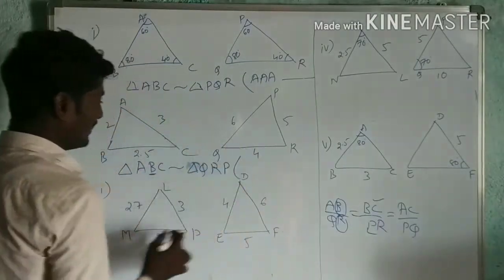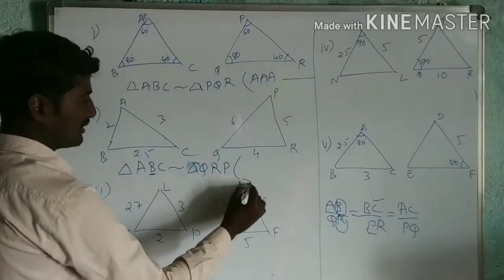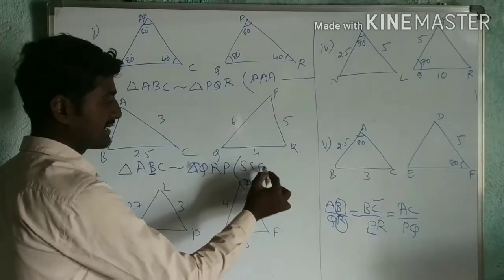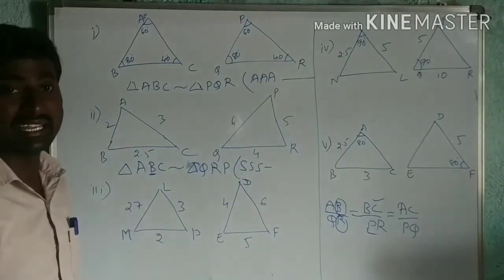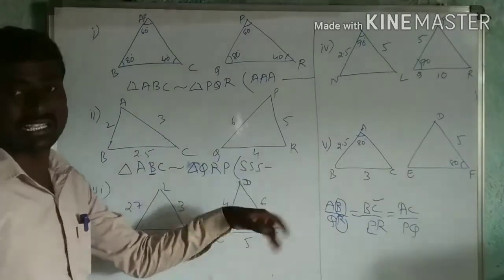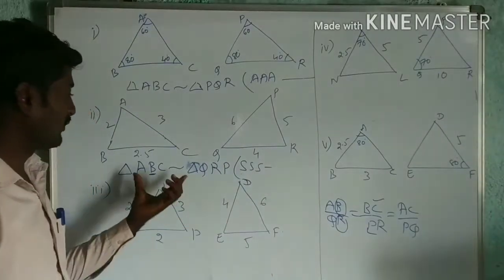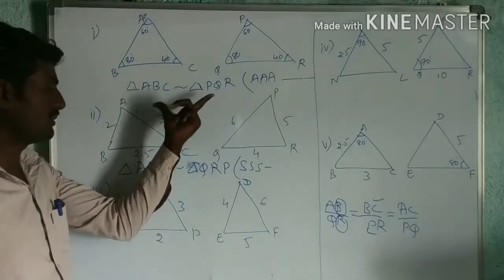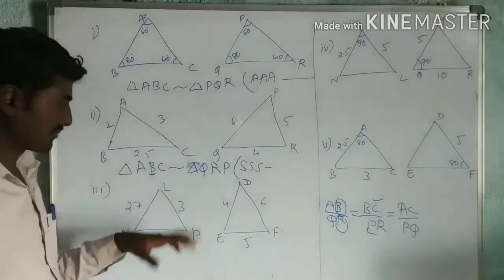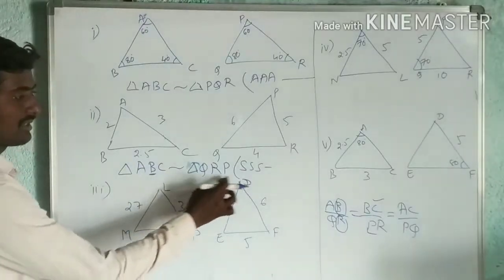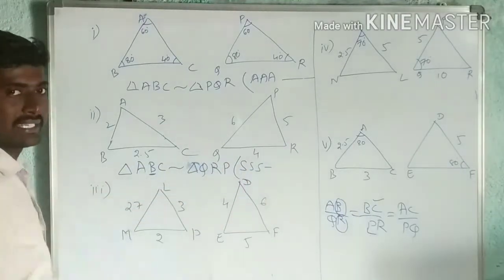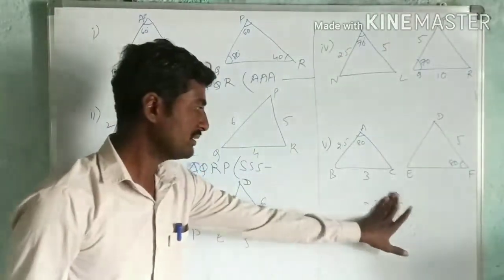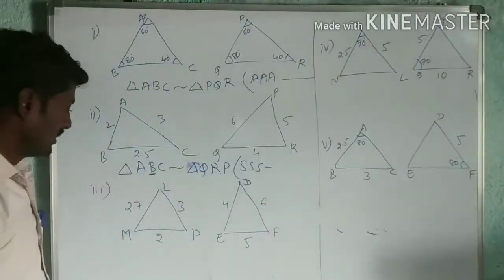So we have to give the reason. Which criterion did you use here? The similarity criterion: three sides are in the same ratio. So therefore, these two triangles are similar. The first one is also similar. The second one is also similar. So you give the answer like this. And for the SSS similarity criterion, no need of writing this. Then the third one you can see.